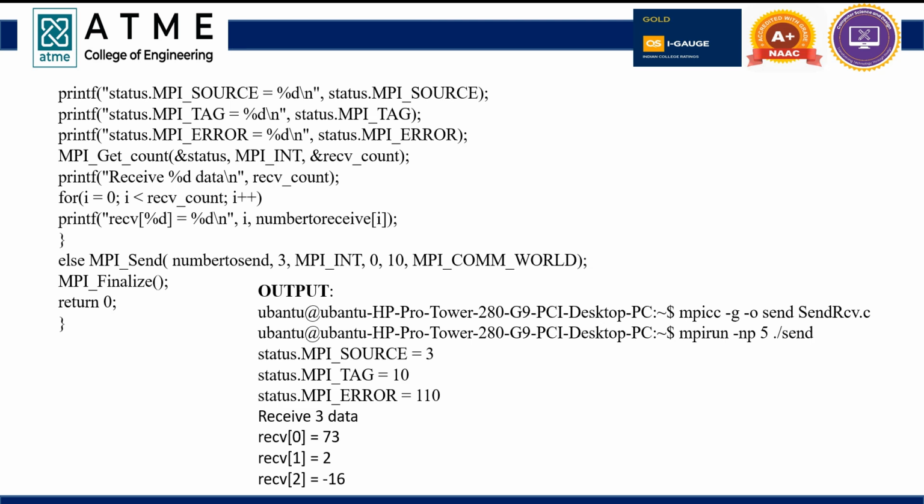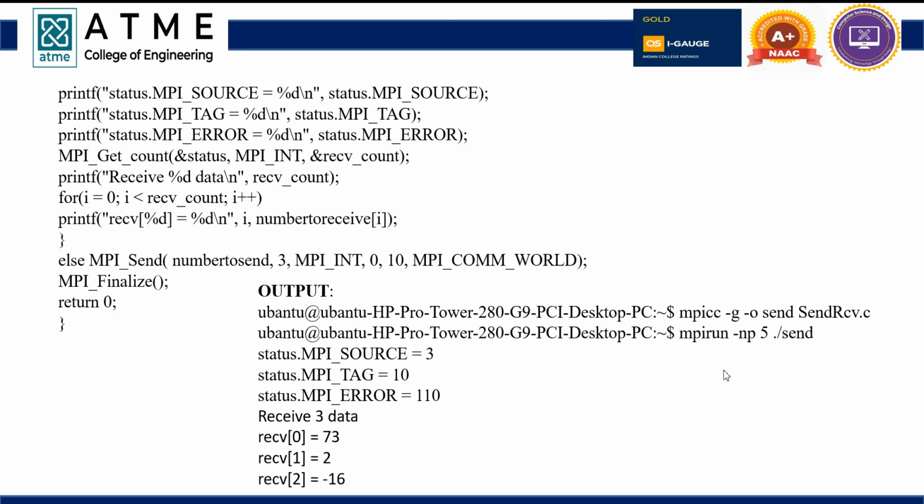Now terminate the program execution and finalize MPI. And the output of this program will be as follows. For compiling we are using mpicc -g -o send receive.c. Now we run it using mpirun with 5 processes. So we are going to see the status. The source will be 3, the tag is 10, and the error is 110.